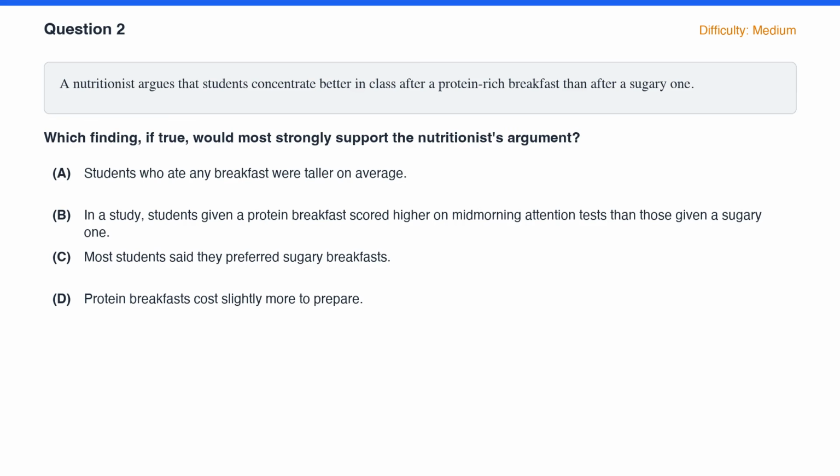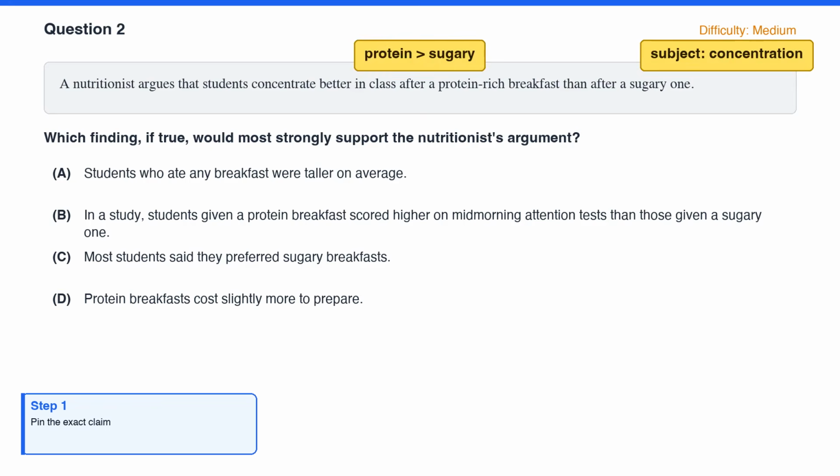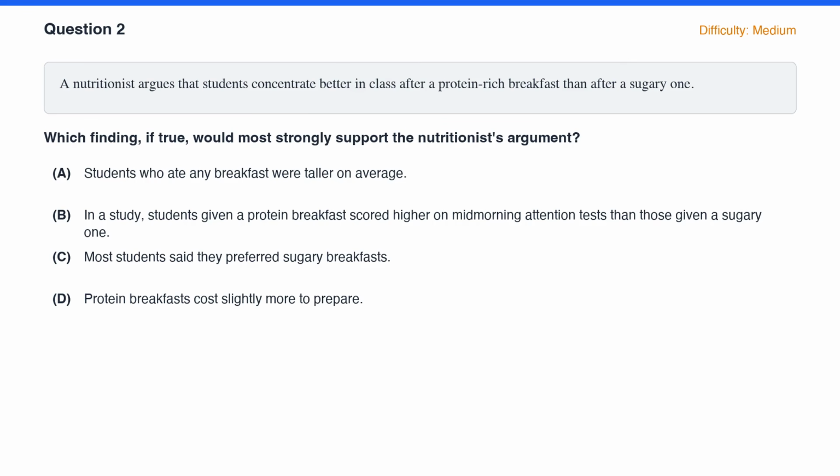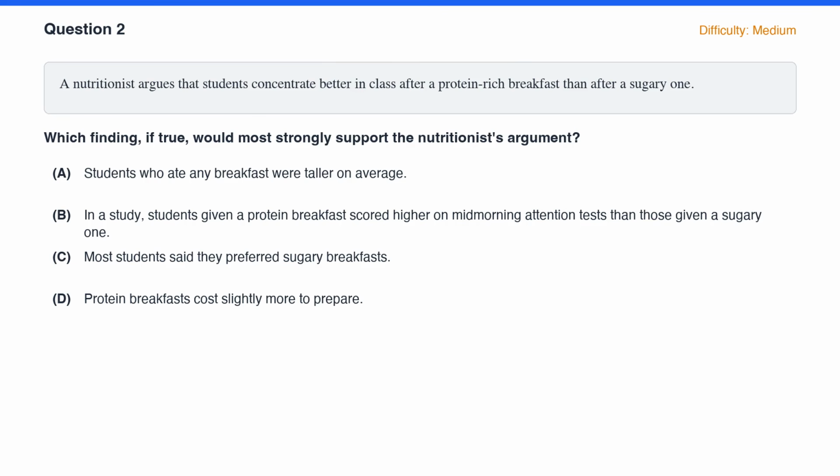Another medium. A nutritionist argues students concentrate better after a protein-rich breakfast than after a sugary one. Step 1. Pin the exact claim. Subject is concentration. The direction is protein beats sugary. Keep both pieces. Step 2. Predict the proof. A finding where a protein breakfast outperforms a sugary one on some measure of attention or focus.